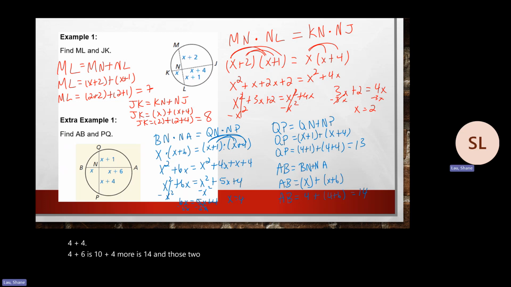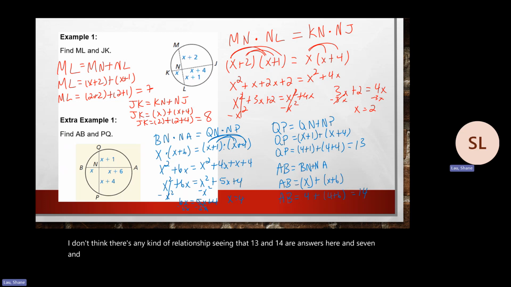I don't think there's any kind of relationship seeing that 13 and 14 are our answers here, and 7 and 8 are the other answers. I don't think there's a relationship. There might be. But for right now, just leave it as this. Just make sure that you solve it correctly. That's the important part.